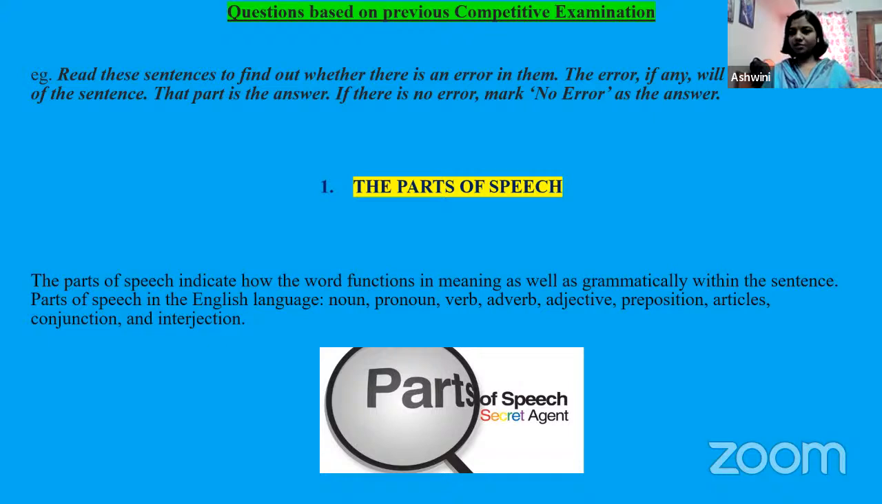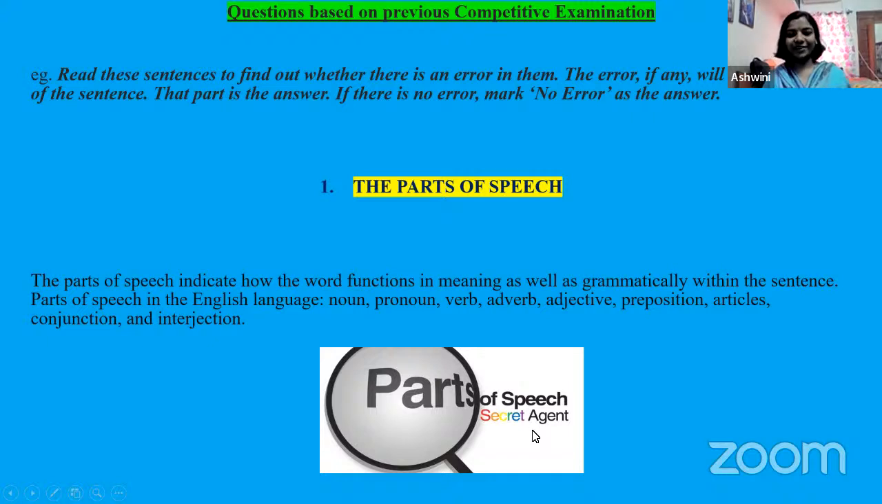We have these parts of speech, and we have particular knowledge about these parts of speech. And one thing I want to tell you, look at this picture. Parts of speech are just like a secret agent. Why do we call it a secret agent? Because if you study English language minutely, then and only then you can identify the error in English. Now the parts of speech play a role like a secret agent.